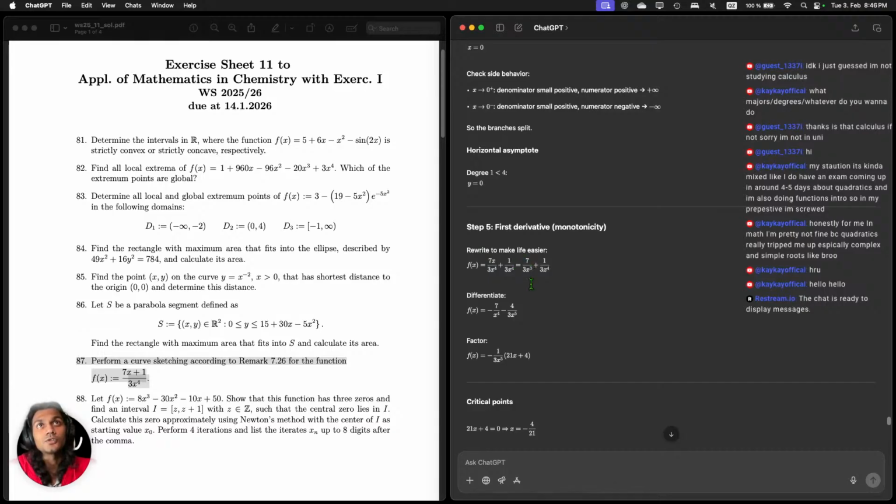7x by 3x cubed plus 1 by 3x raised to 4. Oh, not gonna lie, I forgot derivatives. What did you do though? Rewrite to make life easier. Okay, you wrote. Okay. Differentiate the.